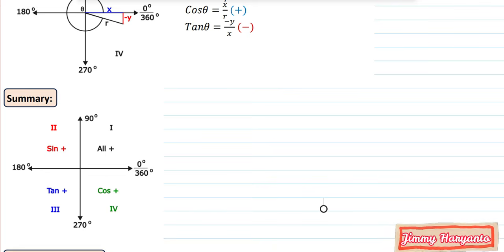The value of the trigonometric ratios in the fourth quadrant. In the first quadrant, all of them will have a positive value. For the second quadrant, only sine has positive value. On the third quadrant, only tangent will have positive value. On the fourth quadrant, only cos will have positive value.